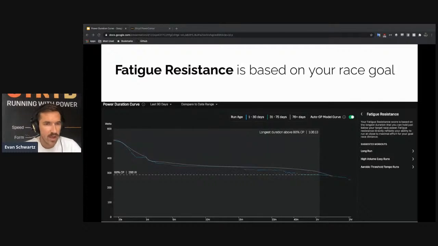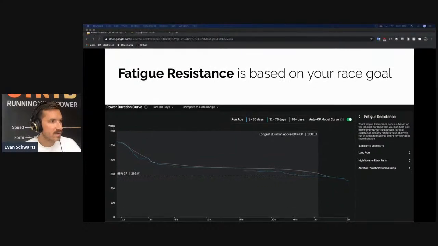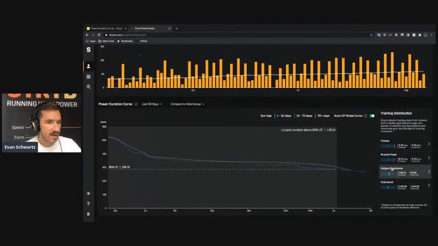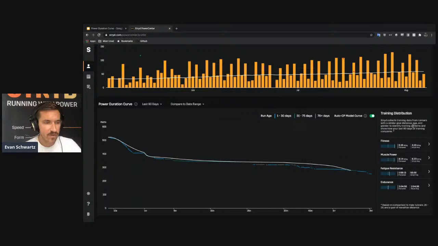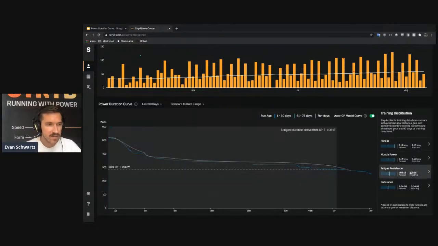I would encourage people watching or listening to go into PowerCenter and look at the fatigue resistance and see how you stack up. For my data specifically, I stack up just a little bit above average. The Stryd average for my age group is 55 minutes and 58 seconds, and my personal fatigue resistance right now is 1 hour, 6 minutes and 13 seconds.